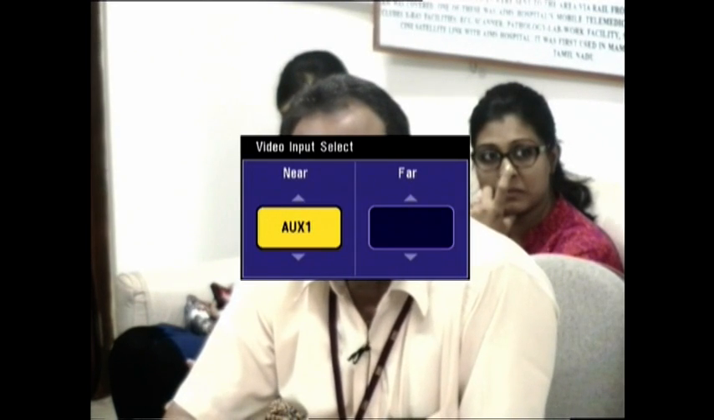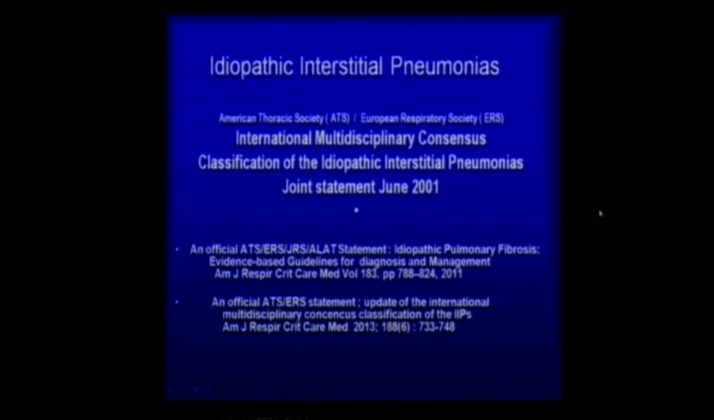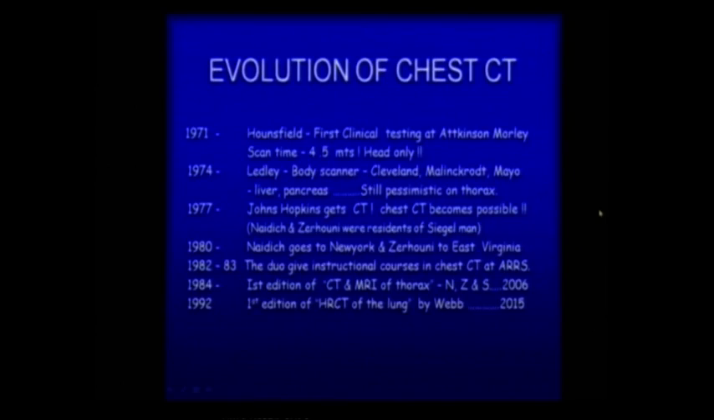Originally, in 2001 there was an international multidisciplinary consensus classification which resulted in a joint statement by the American Thoracic Society and European Respiratory Society. The whole issue was revisited in 2011, and between 2011 and 2013 two more joint statements came, this time with more people getting involved. For example, the Japanese Respiratory Society and the Association of Latin American Thoracic Societies were also involved. So let us look at the evolution of chest CT before any of these things.